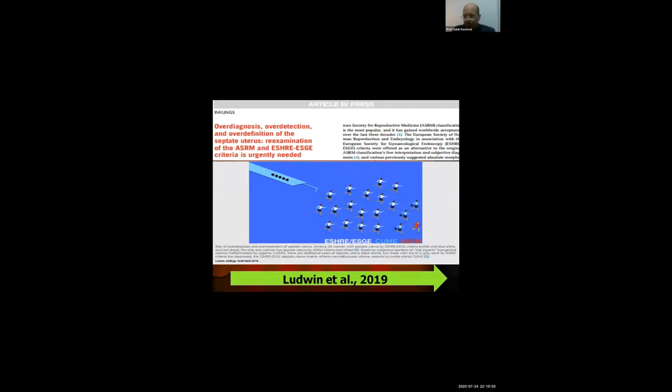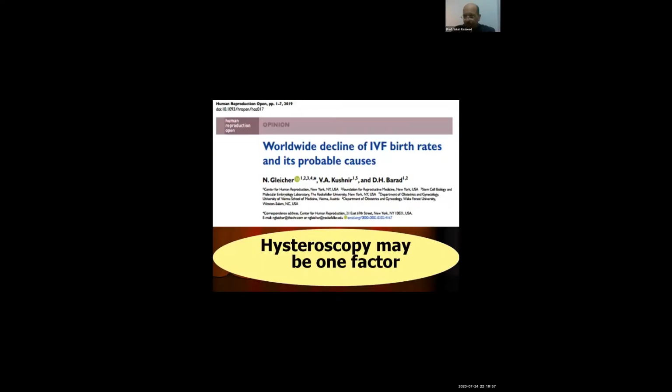A very interesting study published by the Center of Human Reproduction from New York was about the decline in the pregnancy rate following IVF during the last years. And they have provided many factors which are responsible for that. And personally, I speculate that the routine use of hysteroscopy may be one factor responsible for this decrease. And I have more recent arguments.